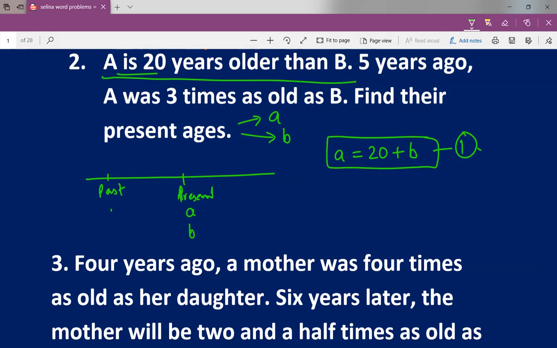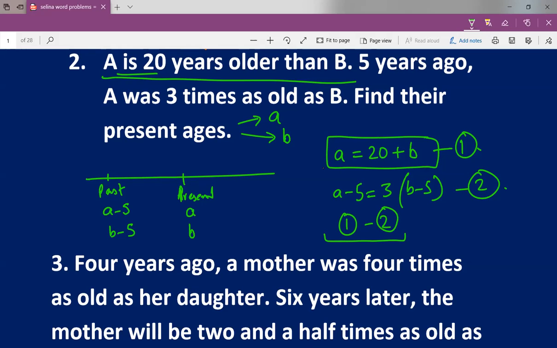5 years ago, A would be A minus 5, B would be B minus 5, and the relationship that I will have is that A was 3 times as old as B. This is the second relationship I have. Again, as in question number 1, this is an easy set of equations to solve if I do 1 minus 2. So let's do that and find the answer.